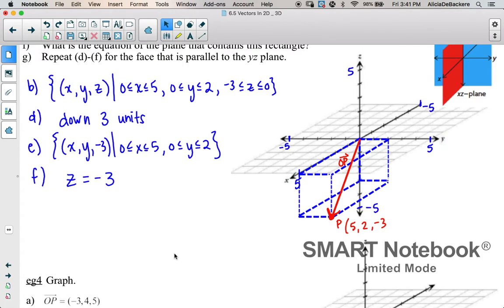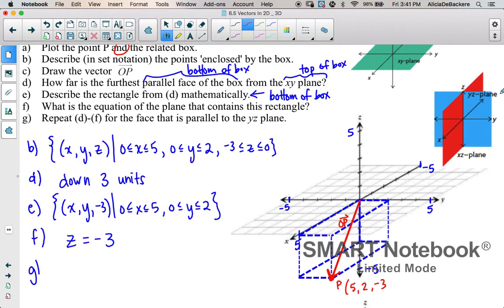All right, G asks us to repeat D, E, and F, but this time we want the face that's parallel to the YZ plane. Remembering that the YZ plane lies on the YZ axes, it's this blue plane here. In my picture, that's the back of the box, so I want the face that's parallel to that. That's the front of the box. These images off to the right are in your textbook, in section 6.5.